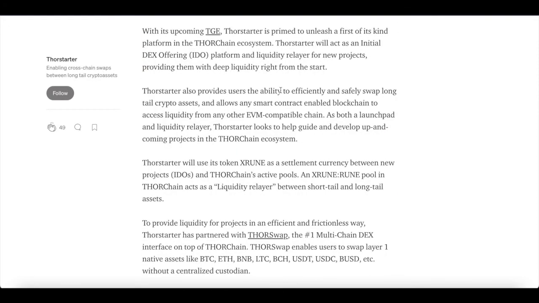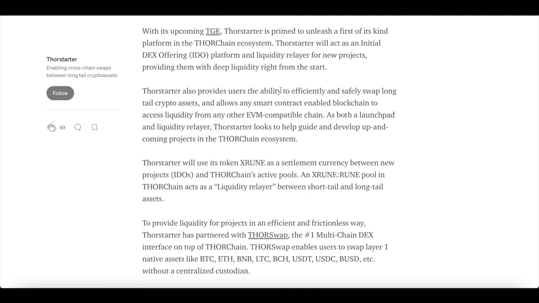To finish on some more exciting information, Thorstarter partners with ThorSwap to power the new project on ThorFi. With the upcoming TGE, Thorstarter is primed to unleash a first-of-its-kind platform in the Thorchain ecosystem. Thorstarter will act as initial DEX offering, IDO platform, and liquidity relayer for new projects, providing them with deep liquidity rights from the start. Thorstarter also provides users the ability to efficiently and safely swap long-tail crypto assets and allow any smart contracts enabled blockchain to access liquidity from any other EVM compatible chain.